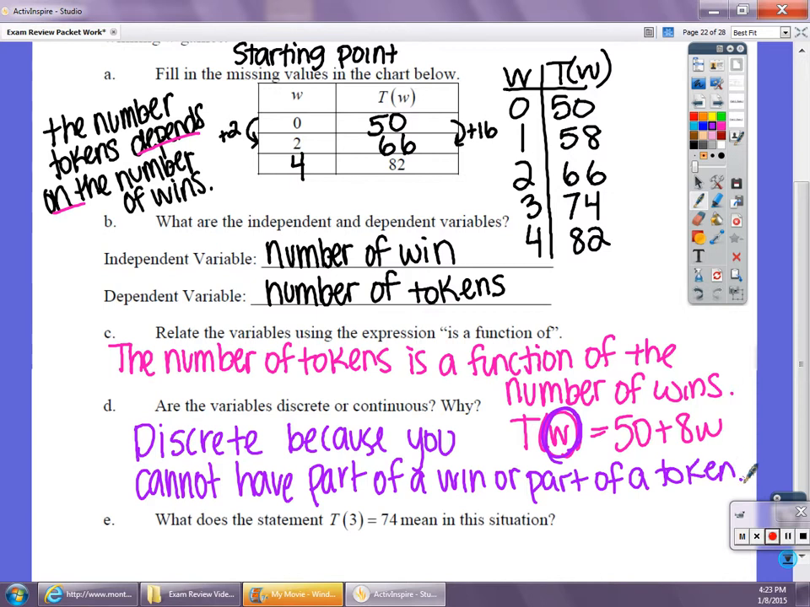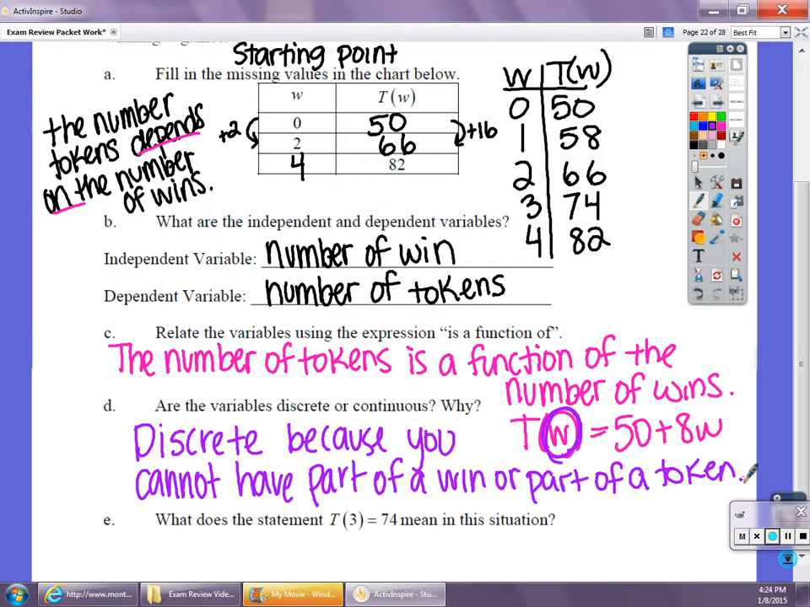Okay, so the values we have are very specific. 1 win is going to give us 8 tokens. 2 wins is going to give us 16 tokens, and so on. Continuous functions are going to have everything in between 50 tokens and 82 tokens. Every little decimal in between would be represented, and that's not the case we have here because we cannot have a part of a token.